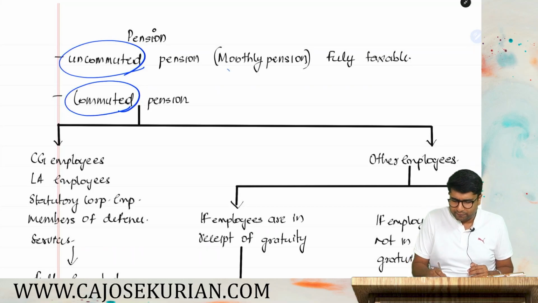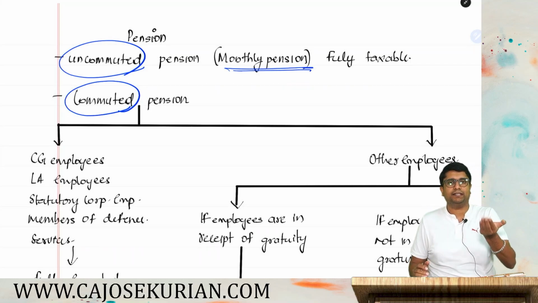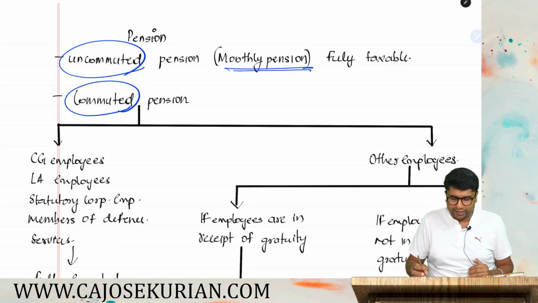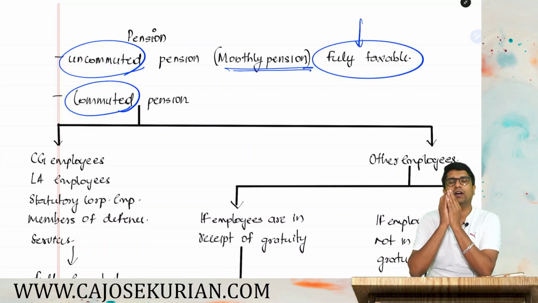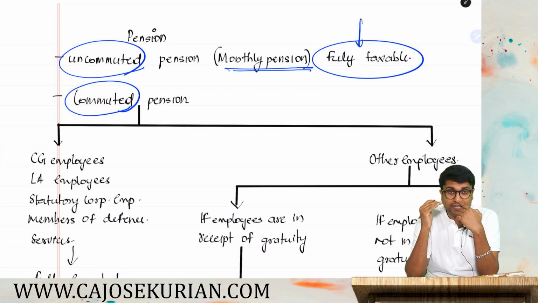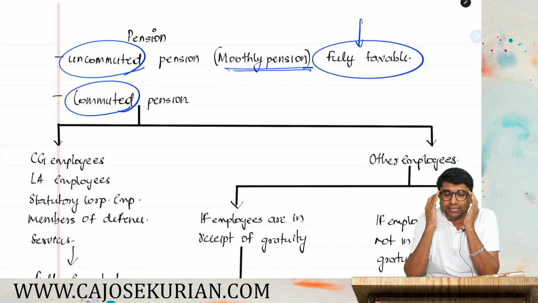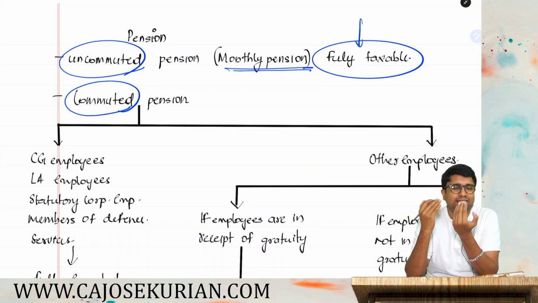Uncommuted pension simply means the monthly pension receivable by the employee from the employer, and it is fully taxable. There is absolutely nothing more. So if you are receiving monthly pension, that means uncommuted pension, then that uncommuted pension shall be fully taxable in the hands of employees. And how about commuted pension?